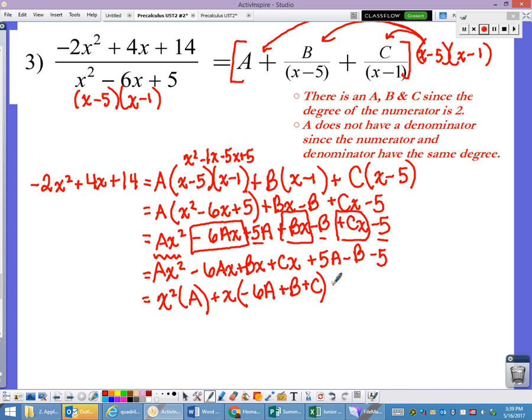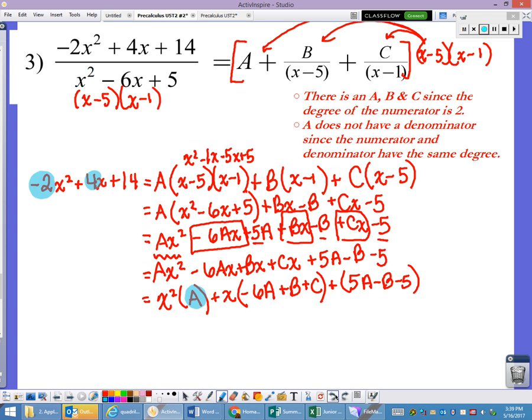Okay, and then the last one, I'm not going to factor anything out. I'm just going to group all of those together. And now I have my 3 coefficients. So again, I'm going to go back up here. Here's my coefficient of x squared. Those match.